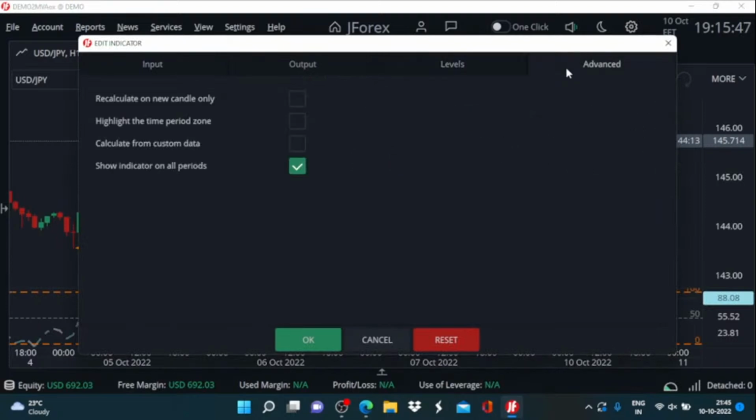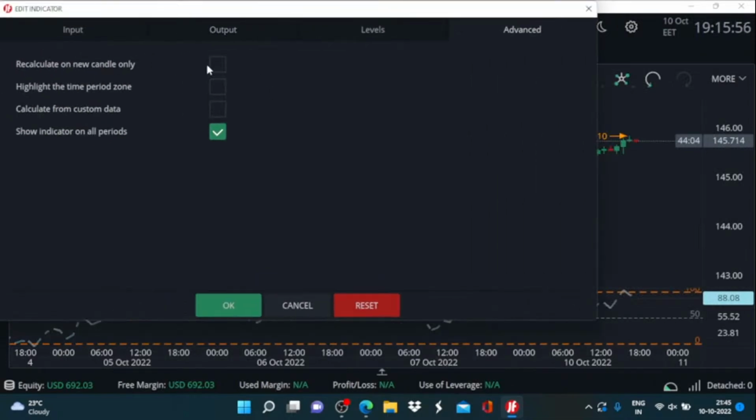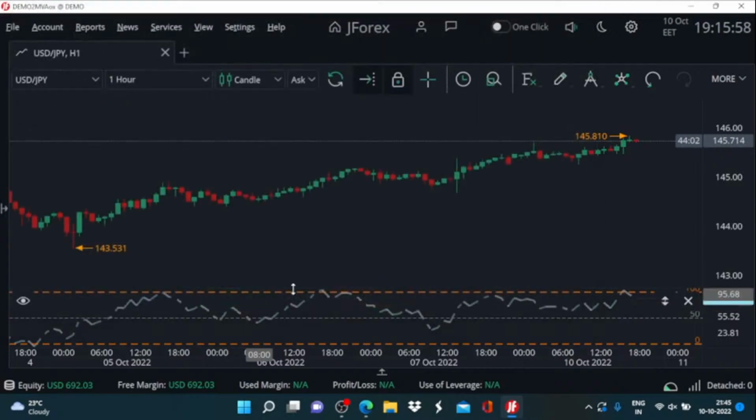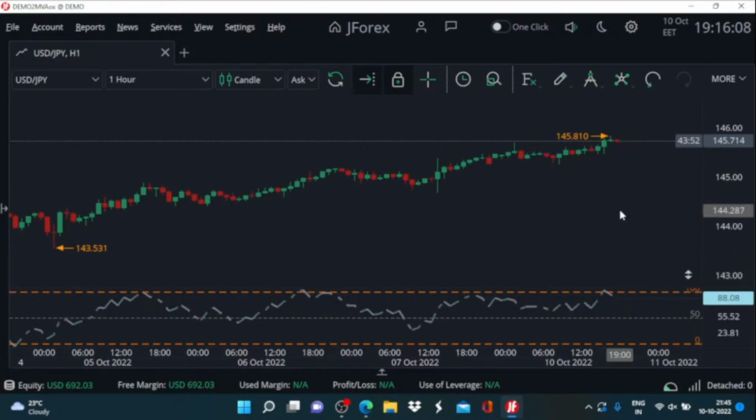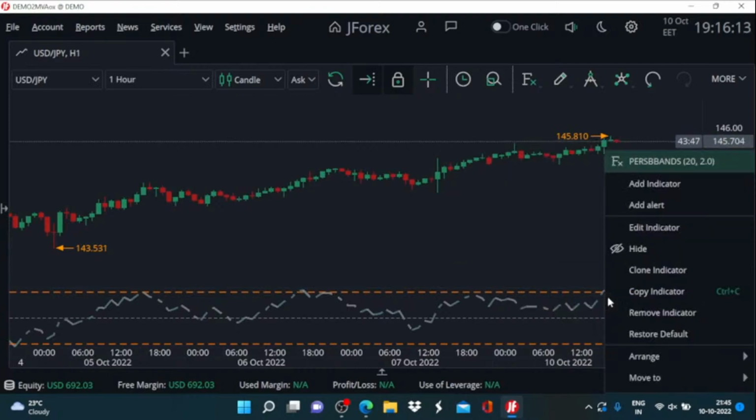Now coming to the advanced editing option, if you want this output value to remain fixed throughout the current candle period, then you have to opt in for this recalculate on new candle only. And then what happens is this is calculated whenever a new candle is plotted, and that output value remains constant throughout the current candle period. Else it will keep varying depending on the current closing value of the current candle. All right.